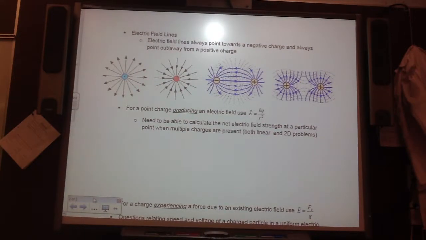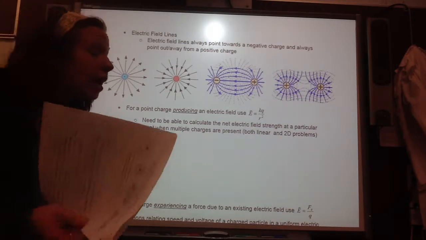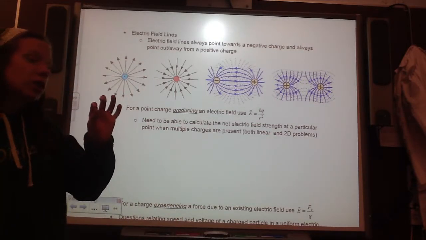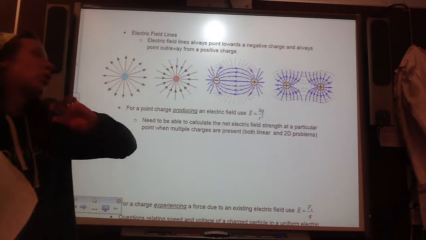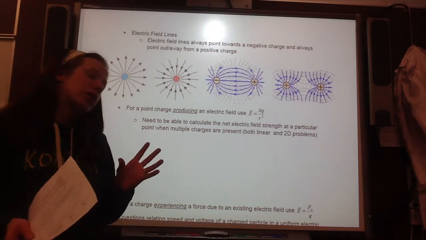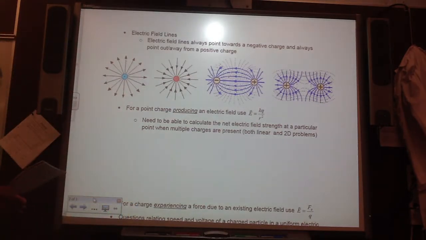All right, next one, we did our electric field lines. So our rule was our electric field lines always point towards negative and always point out from positive. And the way that rule was made is that we imagine a little positive point, and which way would that positive point go if it was placed in the electric field. So that was our rule.